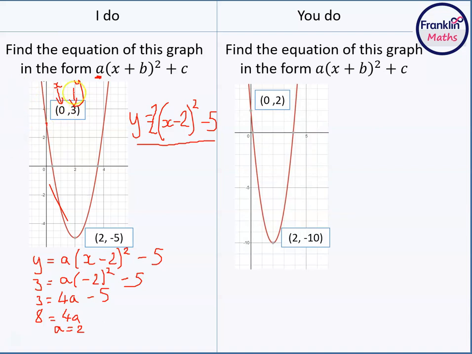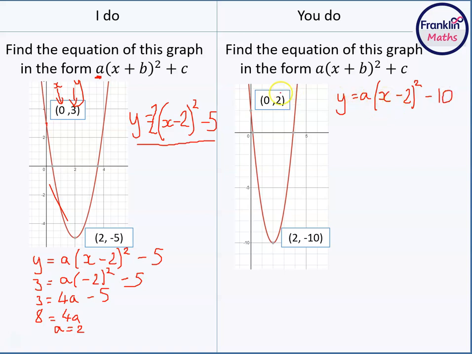Okay, so let's do this one a little bit quicker than we did the previous one. The first thing I'm going to do is write this as y equals a, using the vertex, or the turning point, or minimum point in this case, so (x minus 2) squared minus 10. And I just need to figure out a.